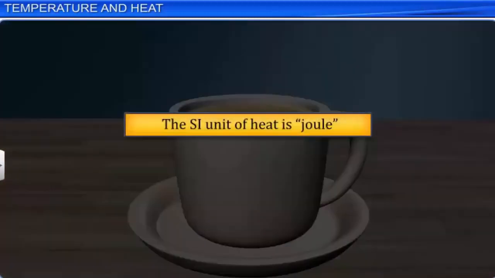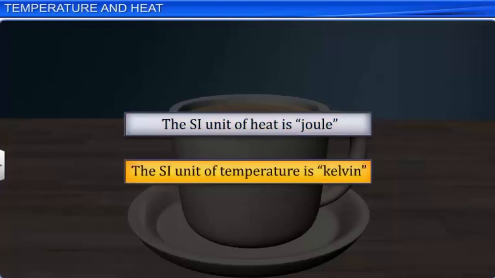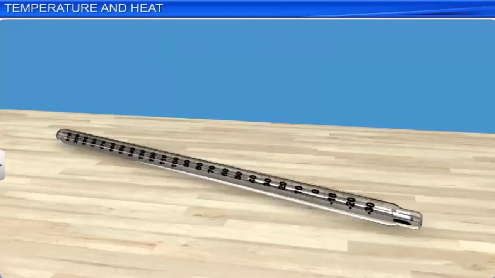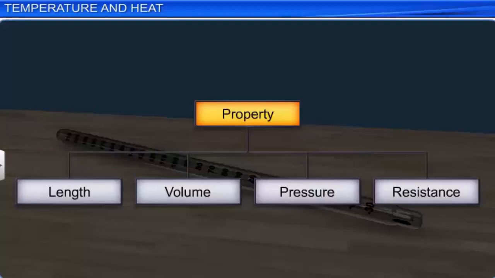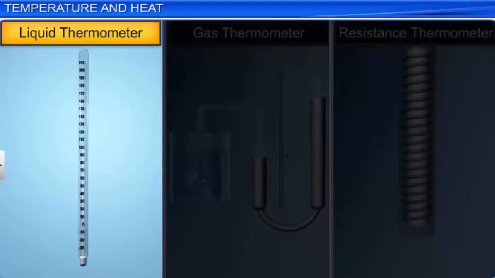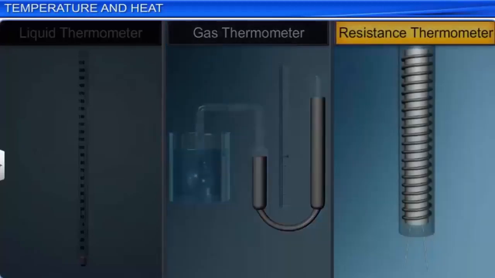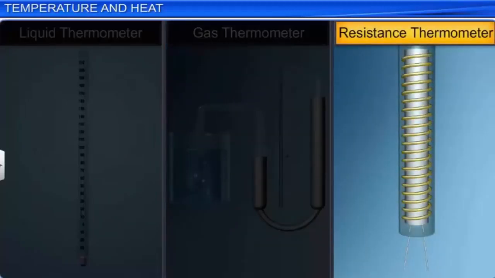In SI system, heat is measured in joules and temperature is measured in Kelvin. We use a thermometer to measure the temperature of a body. While constructing a thermometer, we need to identify a specific property of a substance that varies linearly with the temperature. In case of a liquid thermometer, the length of the mercury column changes linearly with the change in temperature. Pressure of the gas in a constant volume gas thermometer and resistance of a platinum wire used in resistance thermometer change linearly with the change in temperature.